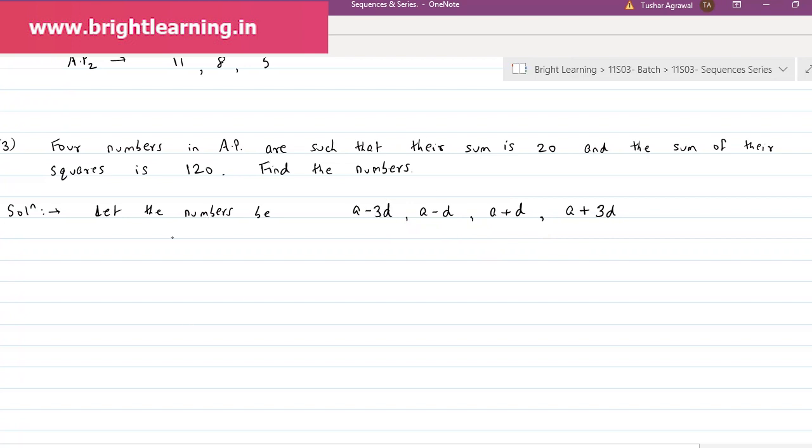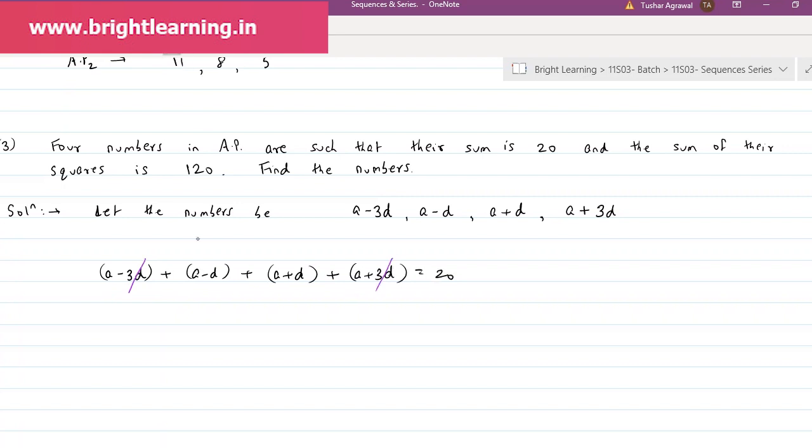Their addition is 20. So the first condition, that is A minus 3D plus A minus D plus A plus D, and addition with A plus 3D, is equal to 20. So now can you see what's the benefit of this method? Minus 3D plus 3D gets cancelled. Minus D plus D gets cancelled. 4A equals 20. A equals 5.